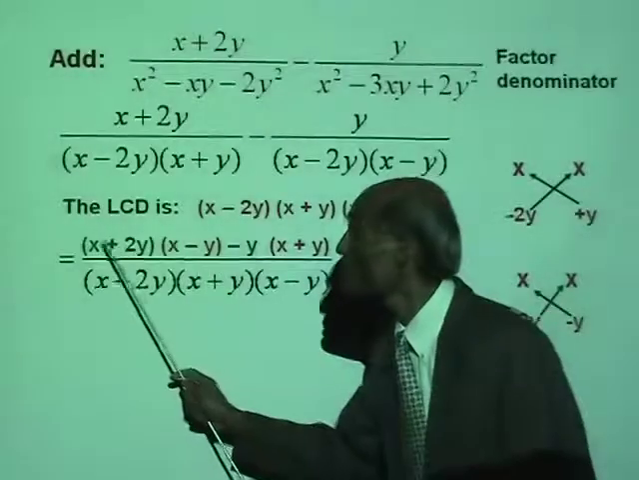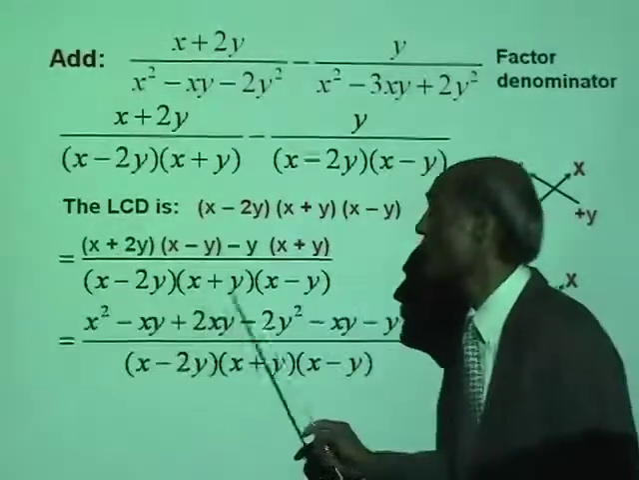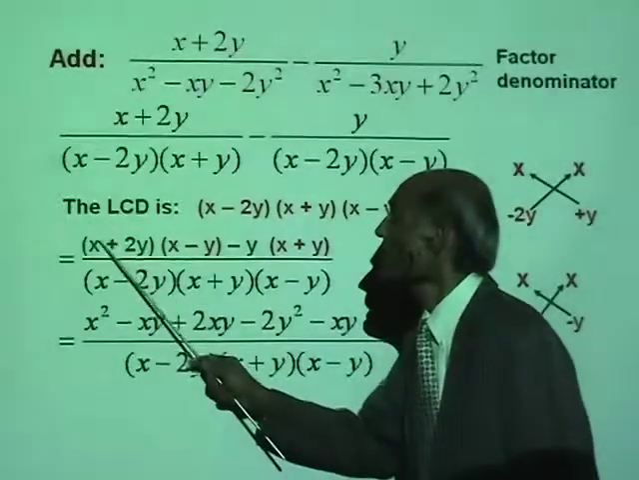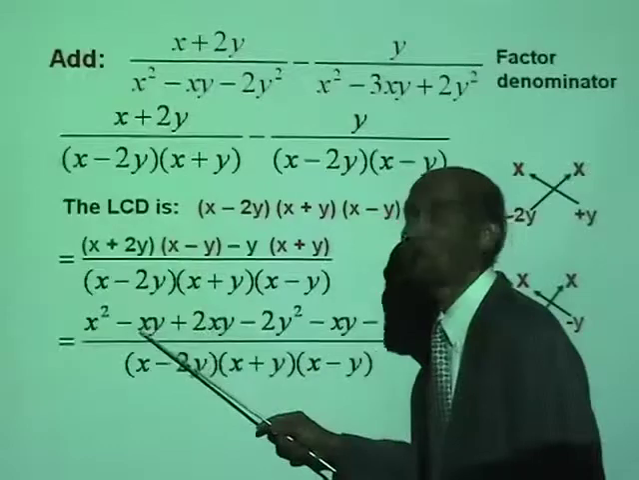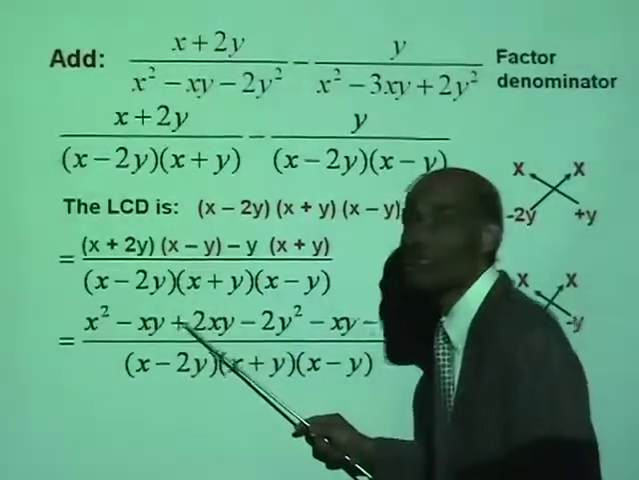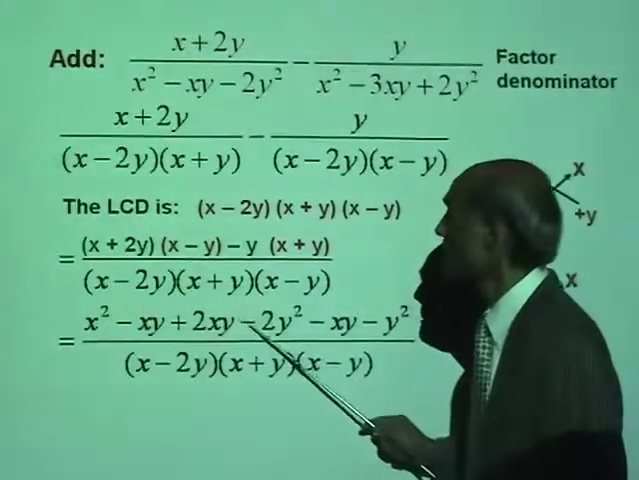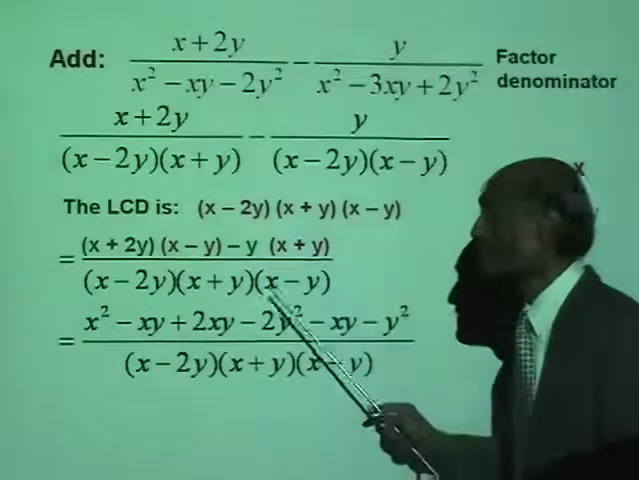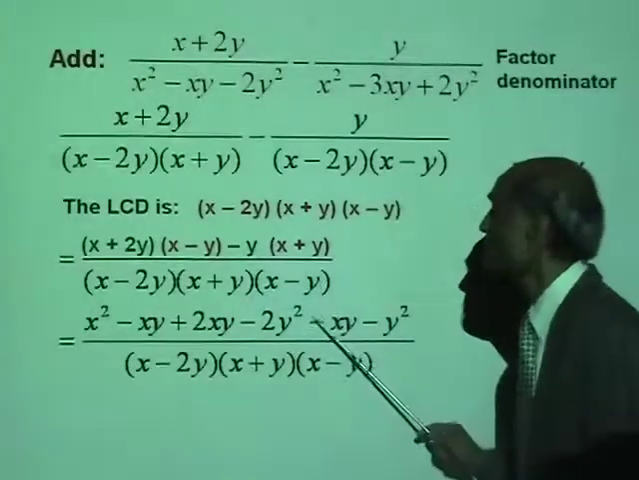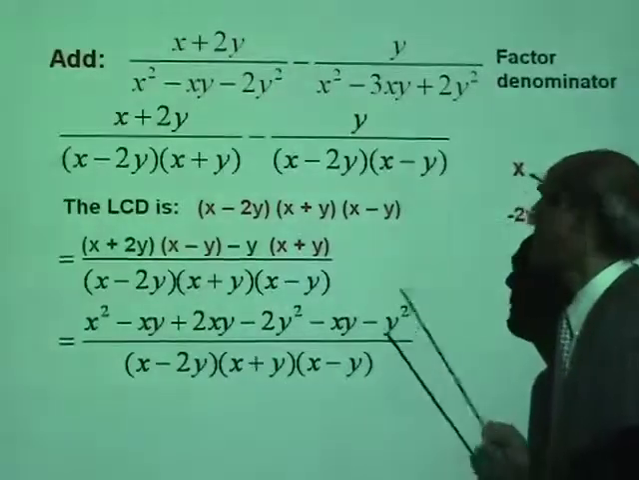Our next task is to multiply these two quantities. Well, we have done a lot of those, so I'm going to now write it for you. x times x is x squared. x times negative y is minus xy. Plus 2y times x is plus 2xy. And plus 2y times negative y is minus 2y squared. Distribute the negative y. Negative y times x is minus xy. And negative y times y is minus y squared.